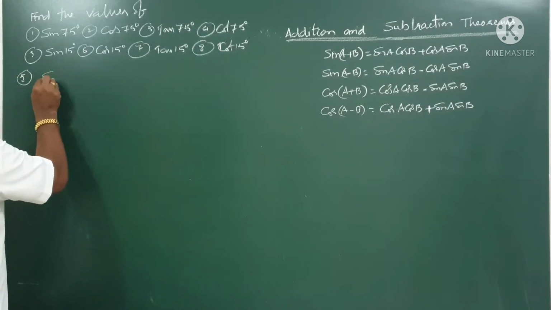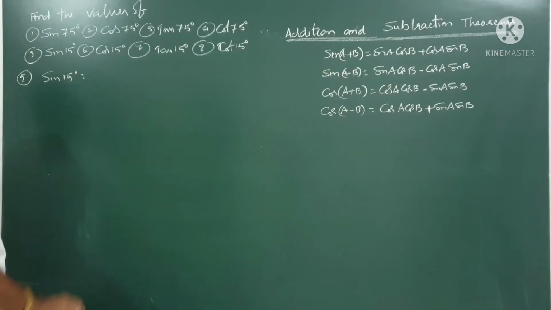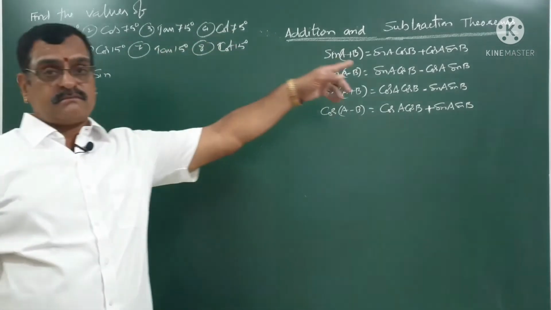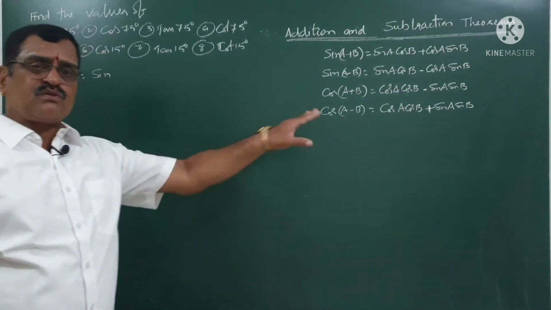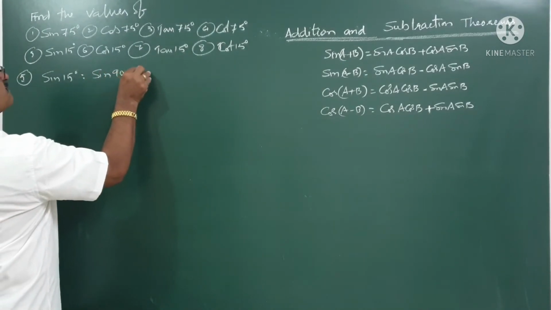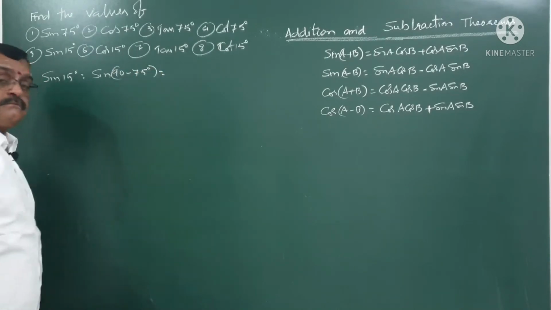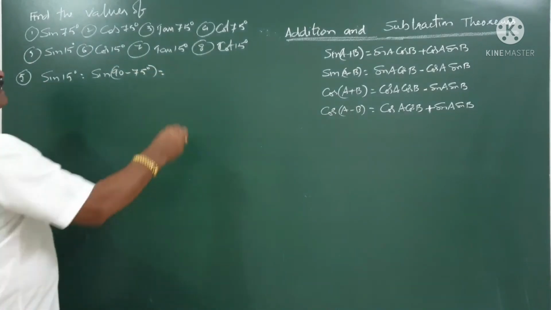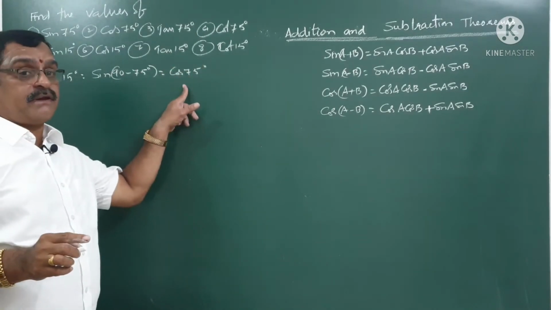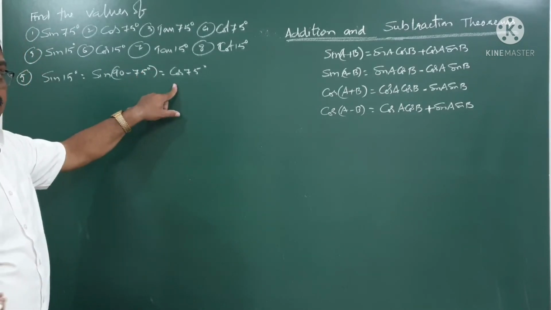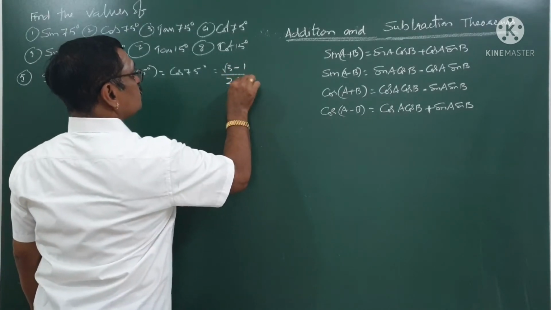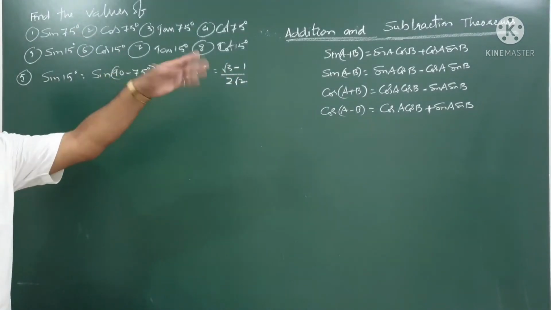Sin 15, I will write sin 15 as... I can do it using the subtraction formula, but I don't want to use that one. I want to go for another way. 15 can be written as 90 minus 75, and sin of 90 minus theta is nothing but cos theta. Sin 15 and cos 75 are complementary. And you know what is the cos 75 value? It is nothing but root 3 minus 1 by 2 root 2. Just we derived. So in one line we got the proof.